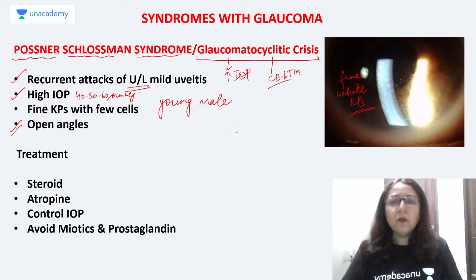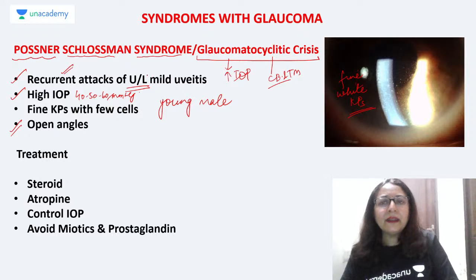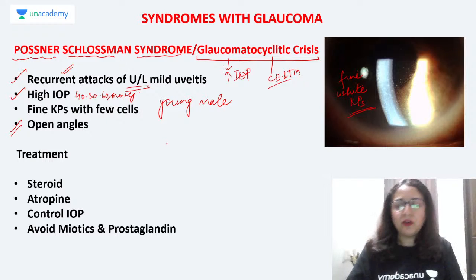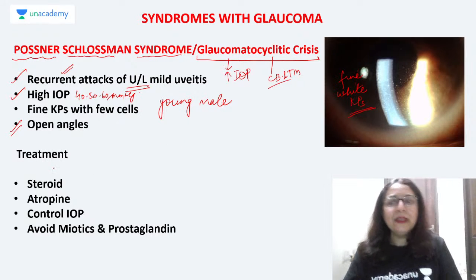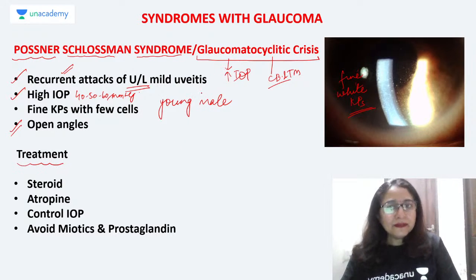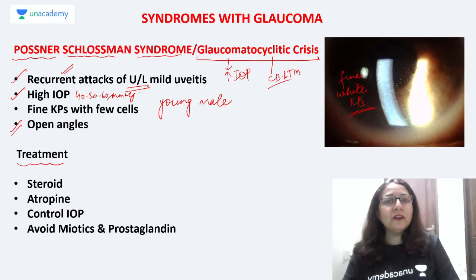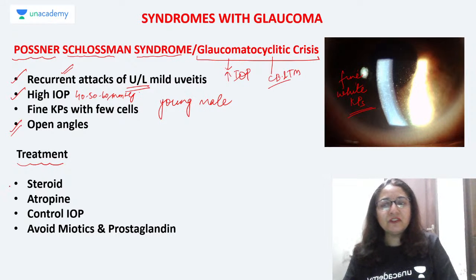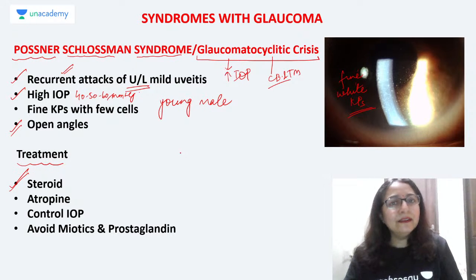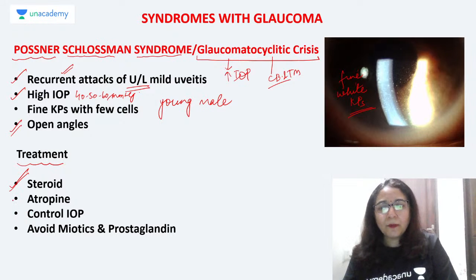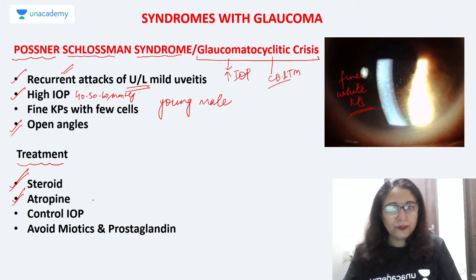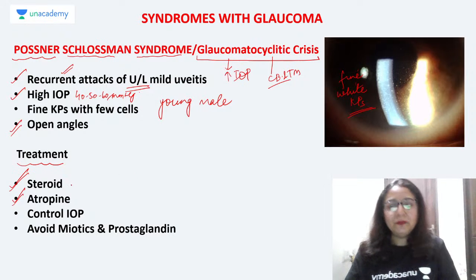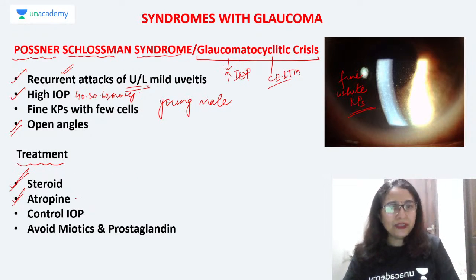Now what is happening here is recurrent attacks and unilateral. So these things should point to the suspicion of Posner-Schlossman syndrome. The treatment is, because it is inflammatory in nature, the reason for the pressure is inflammation of the ciliary body and trabecular meshwork, we have to give topical steroids. And this is one glaucoma in which we give cycloplegic. Another one is your malignant glaucoma or aqueous misdirection glaucoma. So we'll be using cycloplegic to reduce the inflammation.